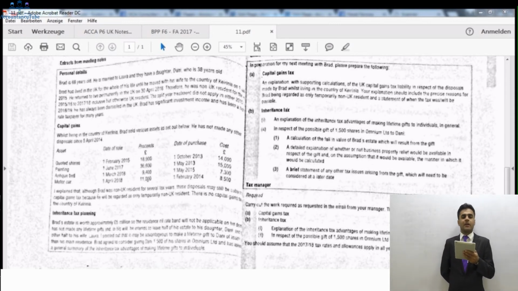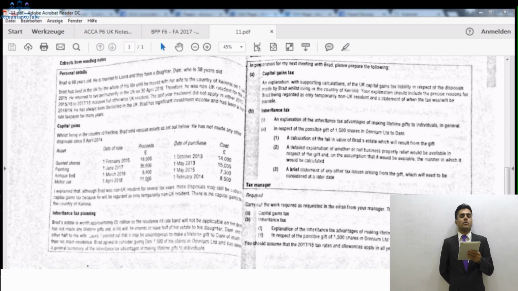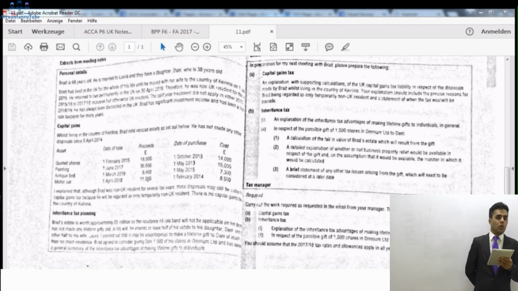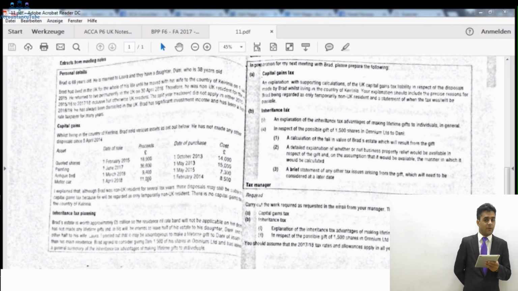Hence, his capital gains tax, the assets which he purchased and sold in the year of his absence from the UK will not be subject to UK capital gains tax. It will be exempt. Assets which he purchased and sold while he was absent will be exempt. However, the assets which he sold in the year of departure will be taxed in the year of departure. Assets which he sold in the year of return, or in the year when he was not in the UK, will be taxable in the year of return.